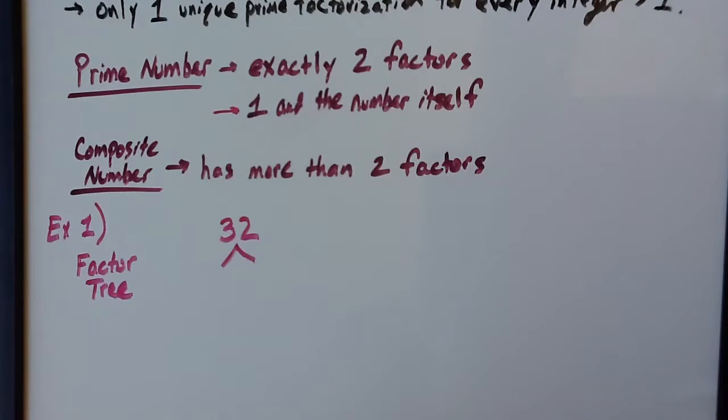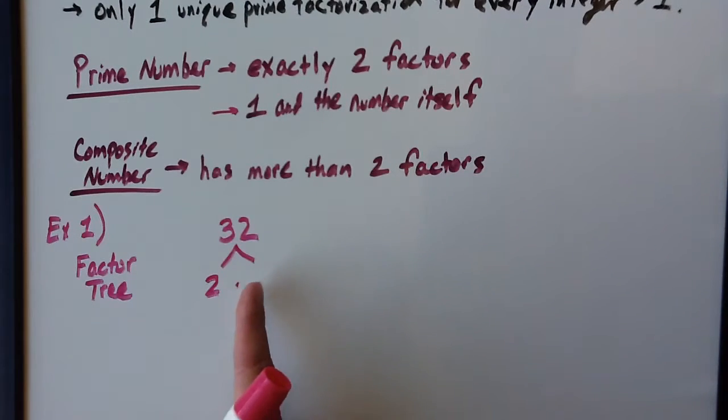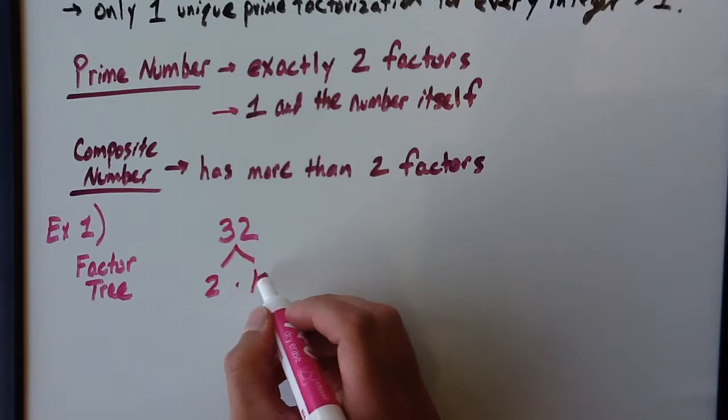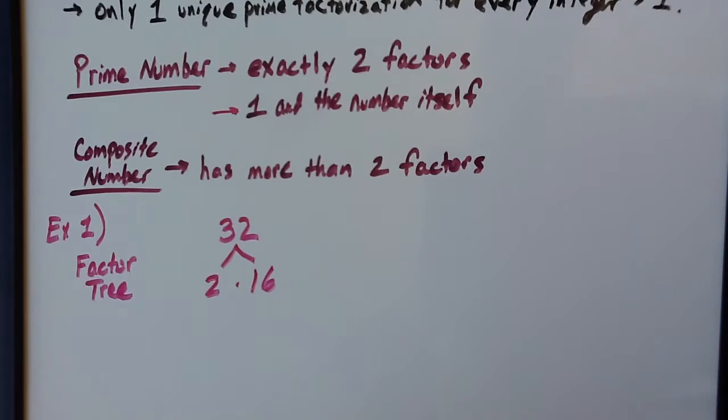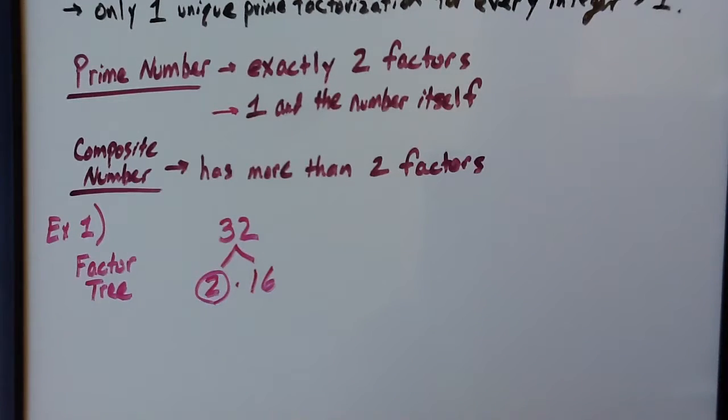And on these branches, we're going to pick any factor pair, any pair of numbers that will multiply together to get 32. Well, I'm going to pick 2 times what? 2 times what is 32? Well, that would be 16. Now, once you have a prime factor on your branch, it is done and you circle it. Okay, so 2 is prime, I circle it, I am not going to make additional branches. 16 though is composite, so I can break it down further.